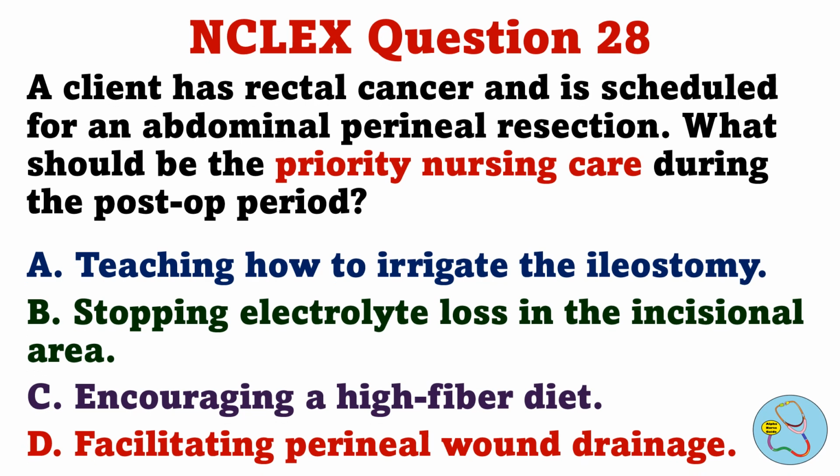A client has rectal cancer and is scheduled for an abdominal perineal resection. What should be the priority nursing care during the post-op period? A. Teaching how to irrigate the ileostomy. B. Stopping electrolyte loss in the incisional area. C. Encouraging a high-fiber diet. D. Facilitating perineal wound drainage.